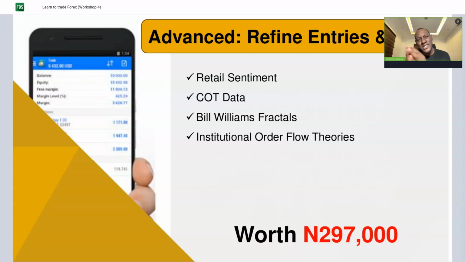So that remaining 20% that we say it may go against you, you can actually refine your entries and take fewer trades, but be more like a sniper.